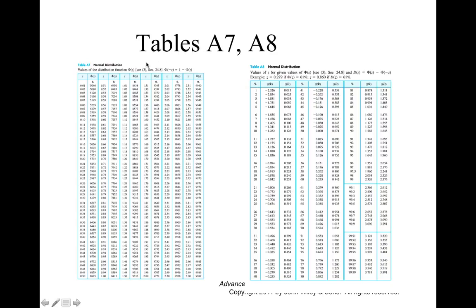Now here are those tables in the back of your textbook. The first one gives the normal distribution for a given value of z. You can determine theta of z.